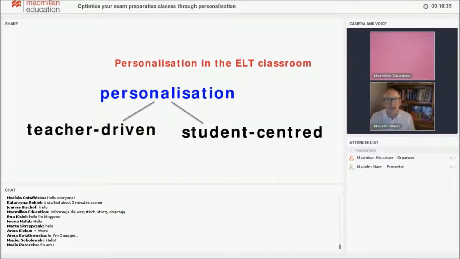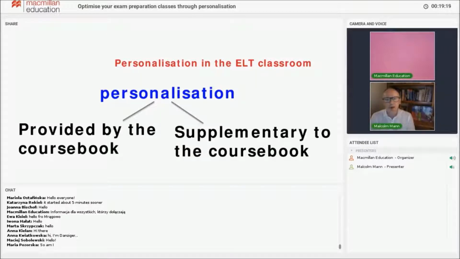When we're working towards exams, the teacher still has to be very much in control of the syllabus. And when we're teaching teenagers, and I'm particularly thinking about teenagers today, the teacher very much has to be in control. So the kind of personalization we're going to think about today is very much teacher driven. The teacher is in control, the teacher is deciding on what the personalization is. But it's personalization for the students. So it's teacher driven, but student centered. The student is the center of the focus. The aim is to give the students the best experience, to get the best results from the student. And I think there are two main kinds of personalization.